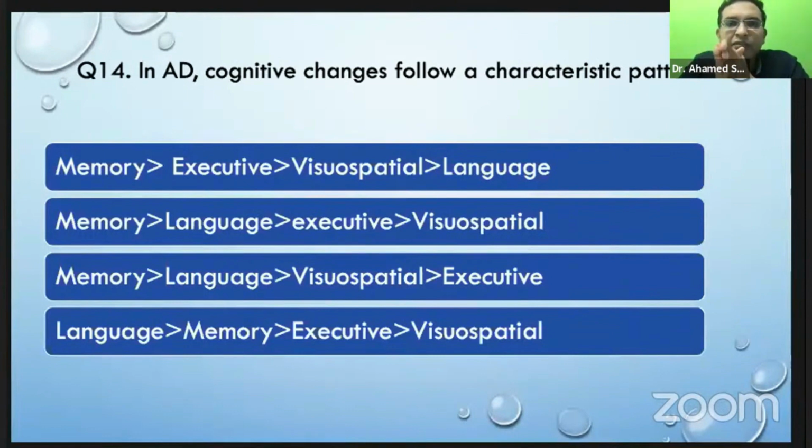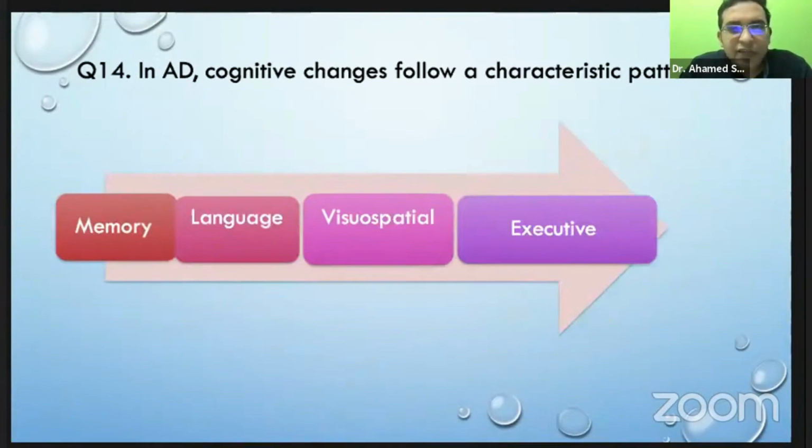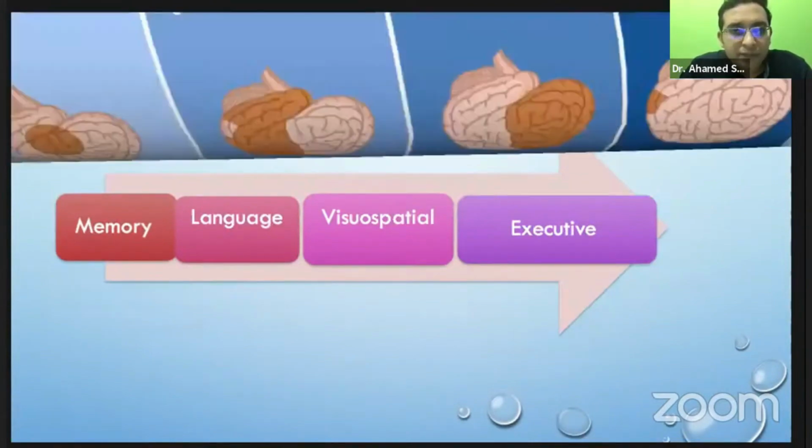We call this kind of progression by a name. I'll tell you later what it is called. It's called staging. It's memory followed by language, followed by visuospatial, then executive. Temporal followed by inferior frontal, then parietal, then the dorsolateral prefrontal cortex gets affected in Alzheimer's disease. So this is the correct sequence of progression.